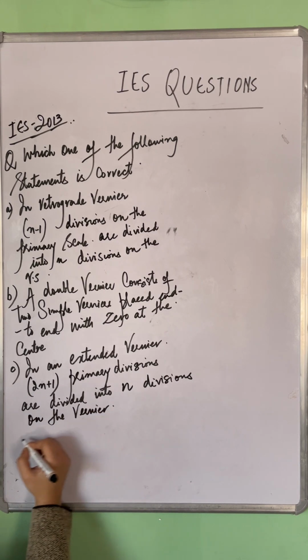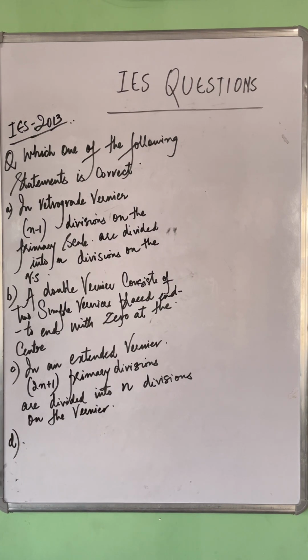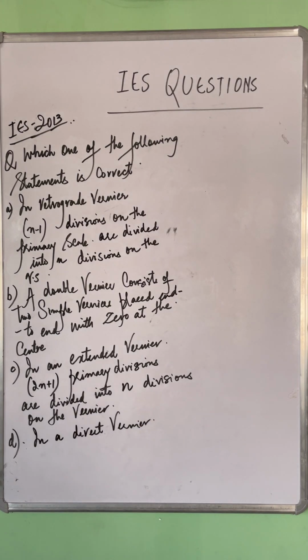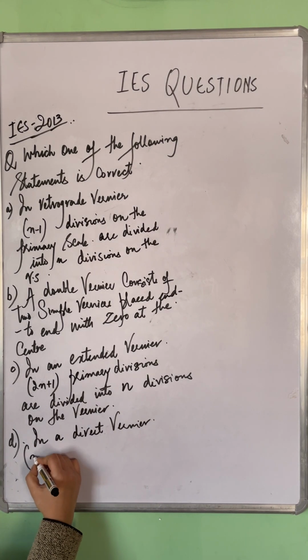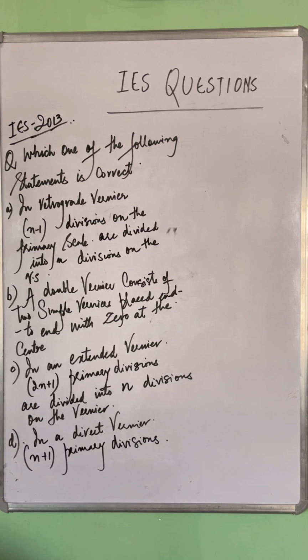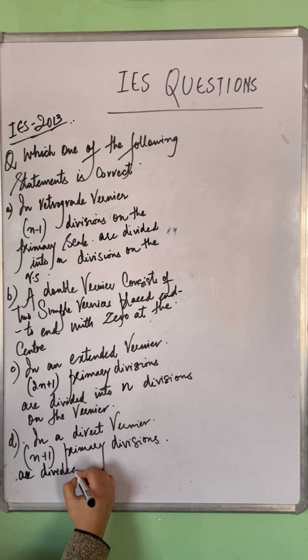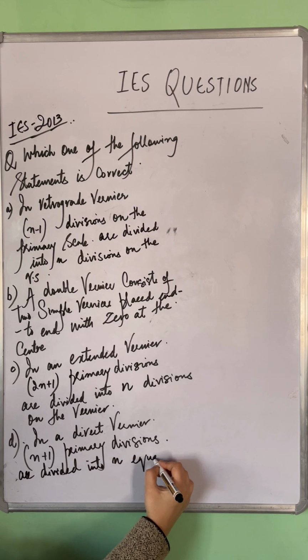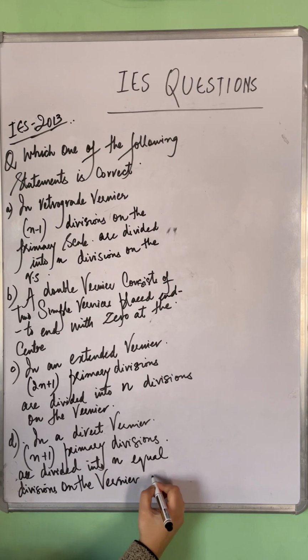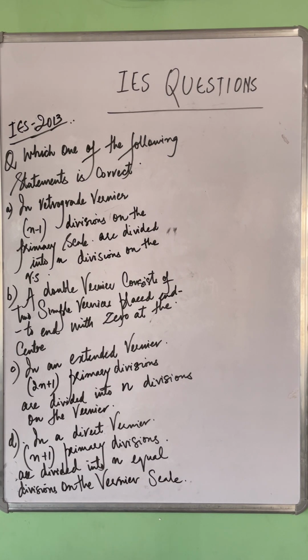And the last option was: in a direct vernier, n plus 1 primary divisions are divided into n equal divisions on the vernier scale. Right? So this was the question as asked in IAS 2013, and we have to say which of the statements is correct. Okay, one by one.